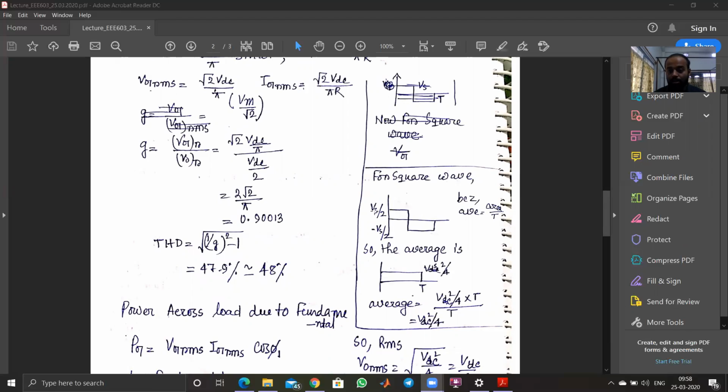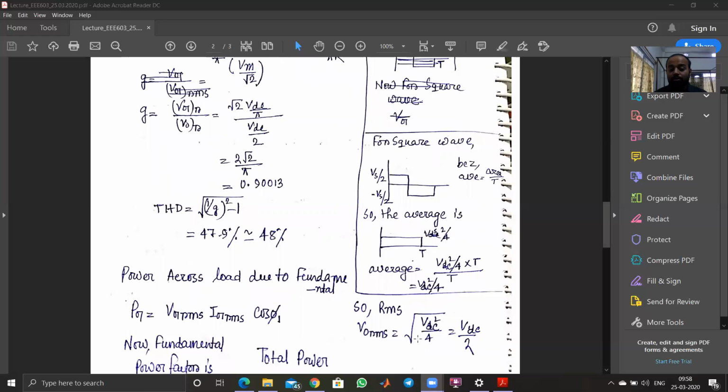Sorry, this will be VDC, not Vs. This will be VDC, so VDC square by 4. So RMS equals the square root of the average, so that comes as VDC by 2. This has been written here, VDC by 2. If we calculate, your THD is nearly about 48% for a single phase half bridge inverter. According to that, you have to design the filter so that we can get as close to the sinusoidal wave as we can.